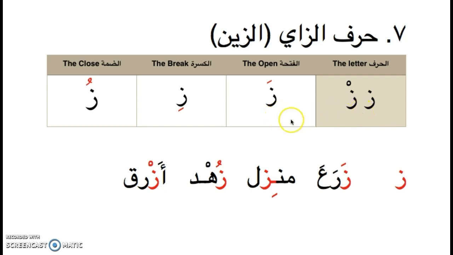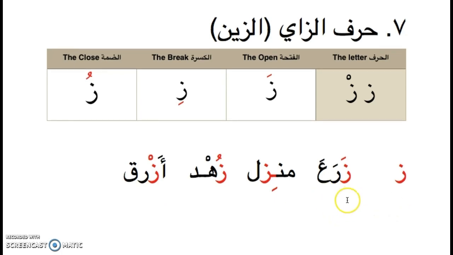ز. زو. زارع. منزل. زهد. أزرق. So زرع is he harvested, that's what the farmer does, he planted.